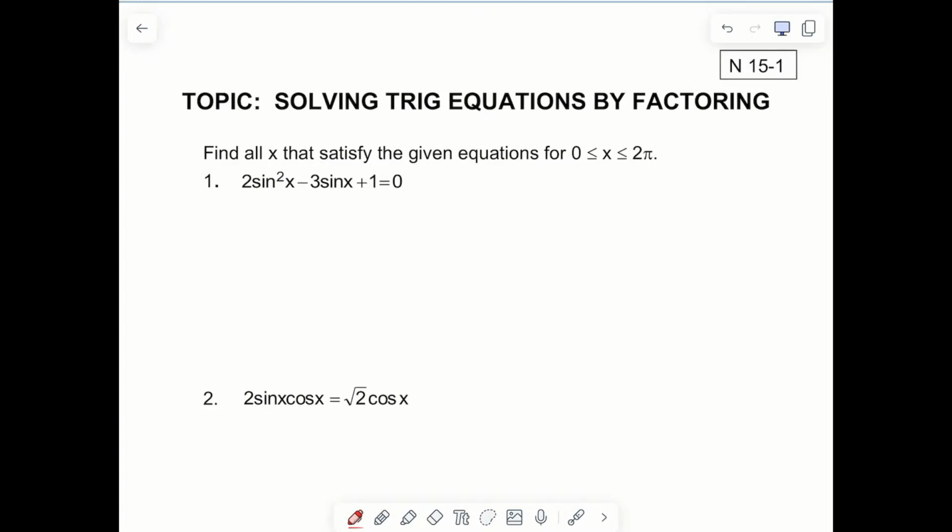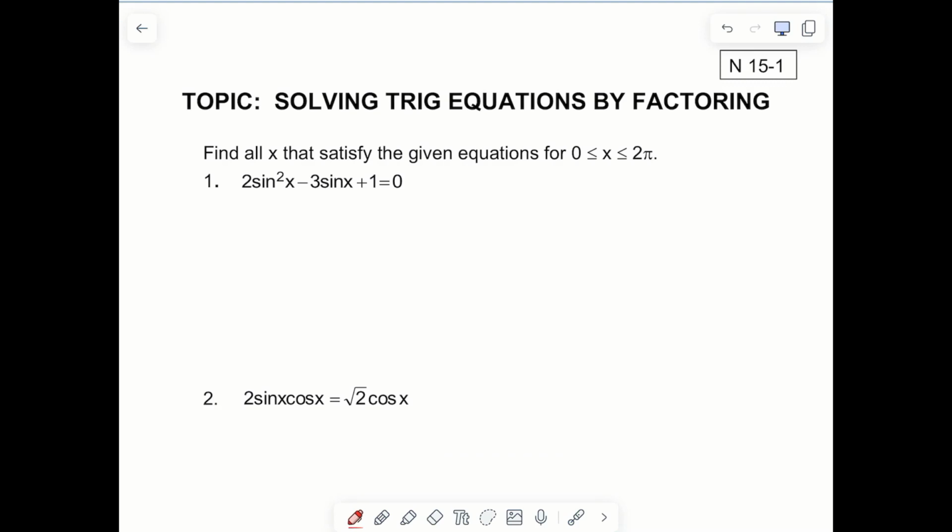All right, so we're going to work on solving trig equations. That's what this unit is. It's solving a whole bunch of trig equations, and today we're going to do it by factoring. We practiced factoring a while back, and now we're just going to add one other step. It says find all x that satisfy the given equation from 0 to 2 pi.